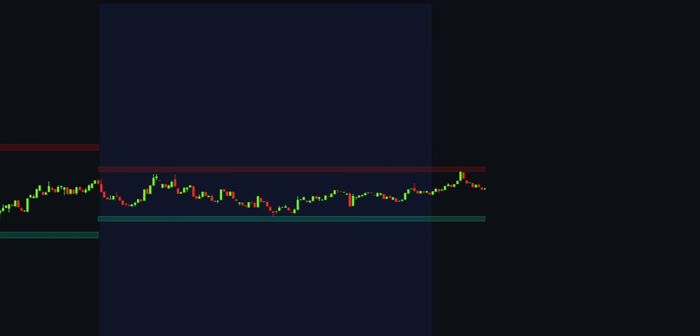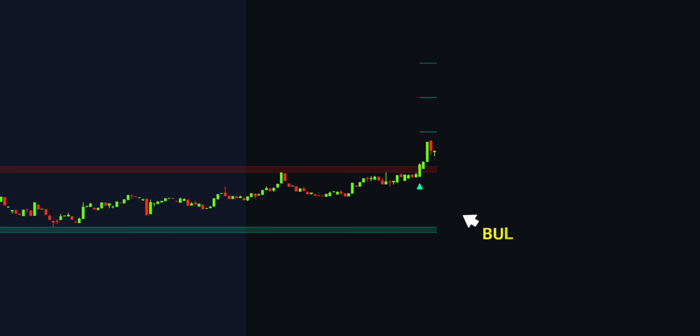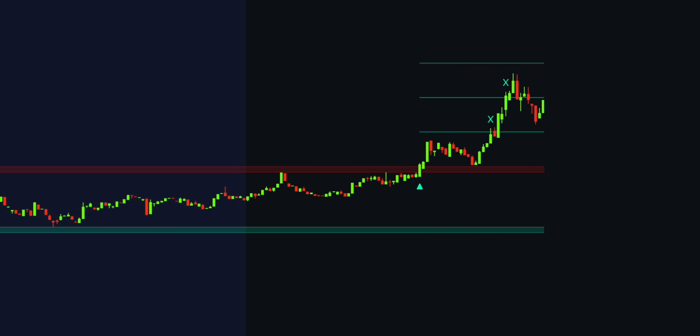The indicator creates upper and lower boundaries based on the high and low of a trading session. A breakout from these boundaries signals potential trade entries. Then it calculates up to 3 take-profit targets for both bullish and bearish breakouts using ATR multipliers. This ensures you have both conservative and aggressive target options.